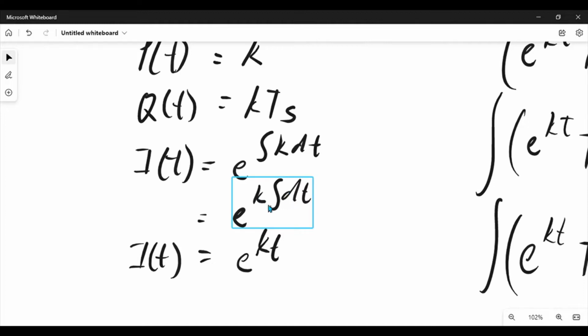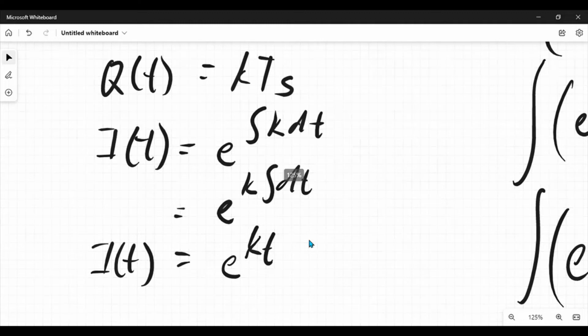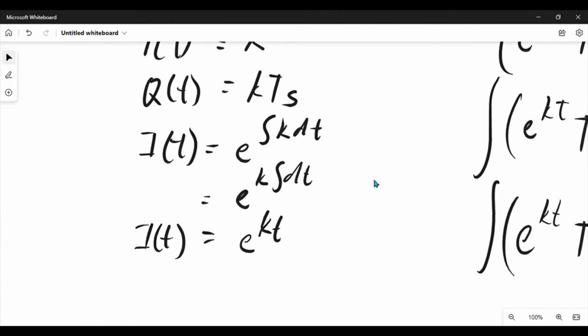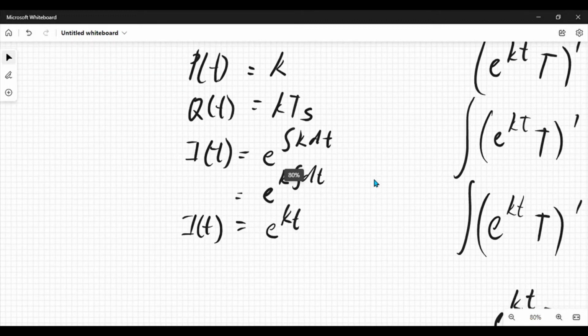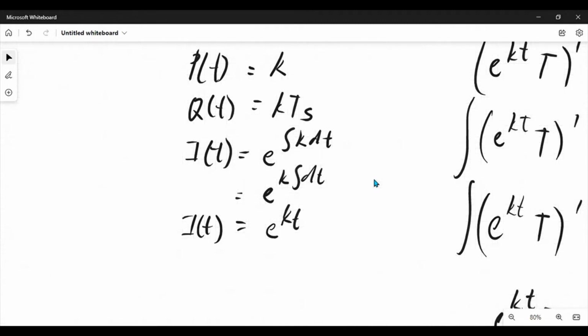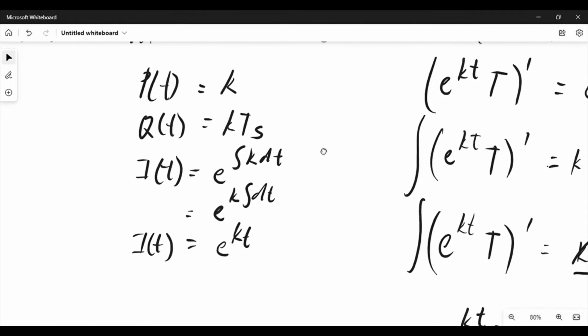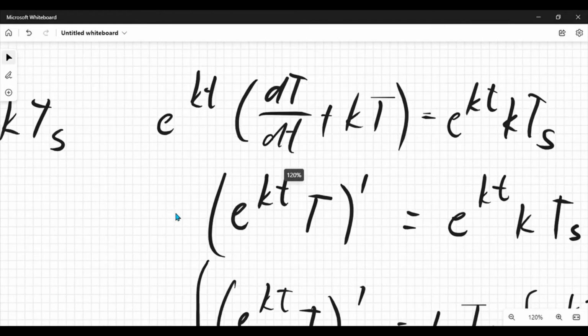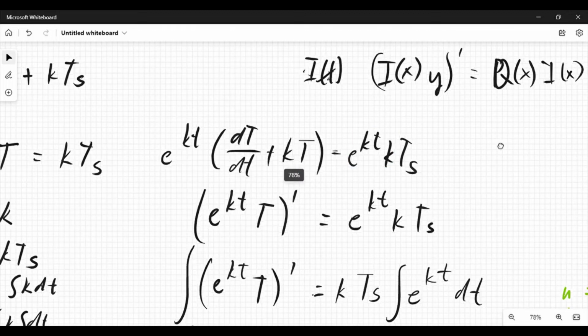And you're aware that the integral of dt is t. Therefore, our integrating factor is now e raised to kt. Okay, so you recall the process of solving a first order linear differential equation. We need to multiply the integrating factor to both sides of the equation in order for us to solve the first order differential equation. So here, we are going to do the same.